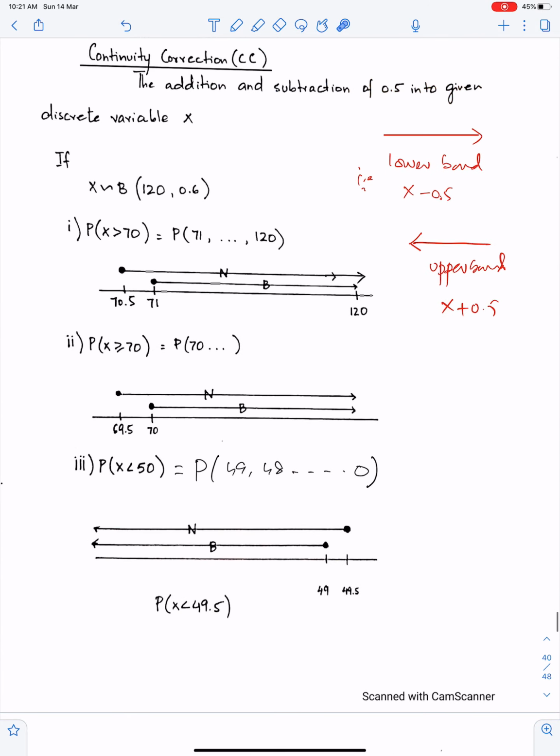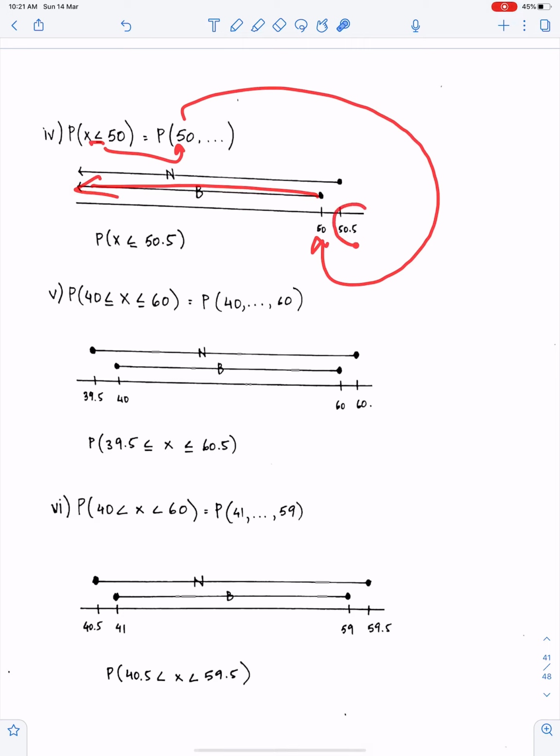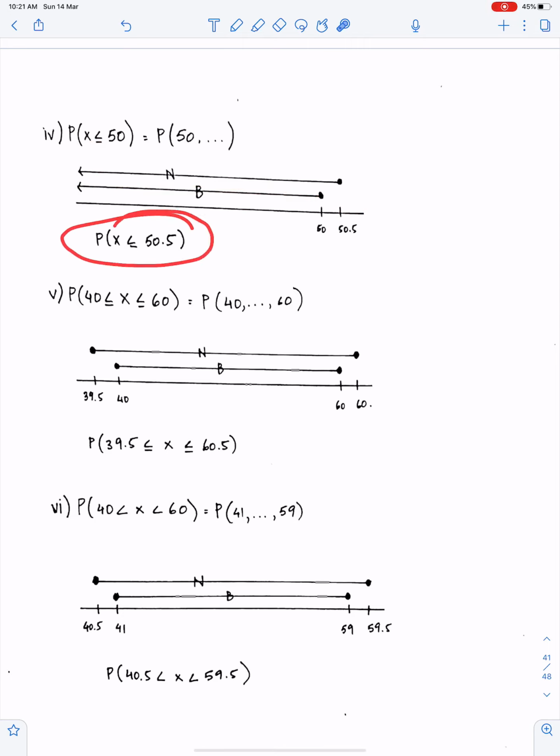I was discussing continuity correction, number 3, number 4. This is number 4. So when we have less than or equal to 50, the first possible largest integer will be 50 because we have the equal sign here. So the first number must be 50. So this number must be here. Since we are going on the left side, we have to take the upper bound. You need to use this number in the calculation.